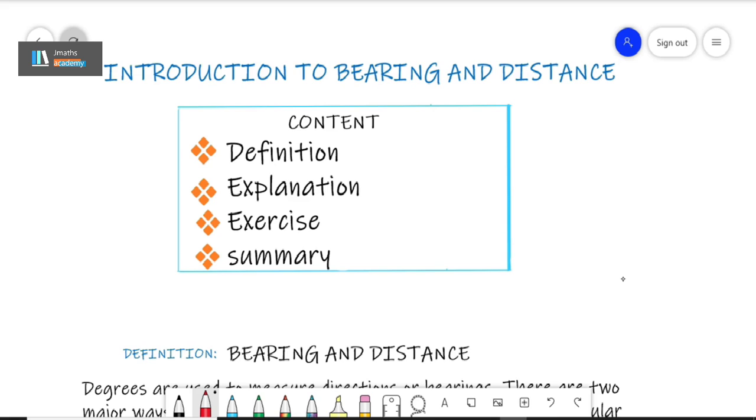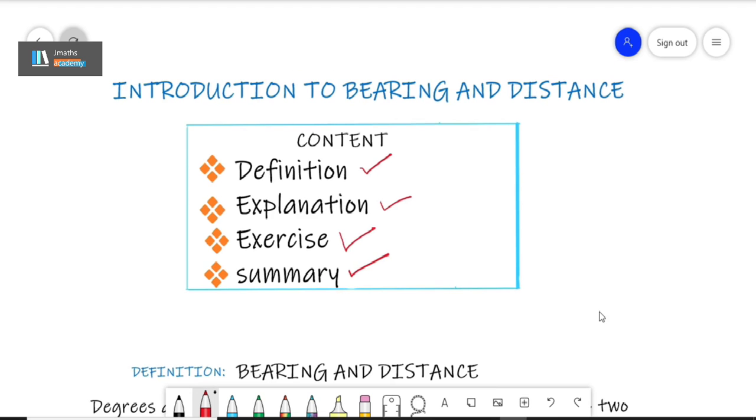Let's quickly look at what we have in the content. Today, I'll give you the definition of bearing and distance. I will explain some things to you. I'll give you an exercise. And lastly, we will look at what we've done for today. Alright, now let's move on.